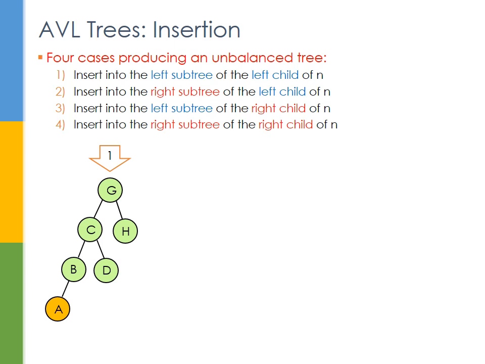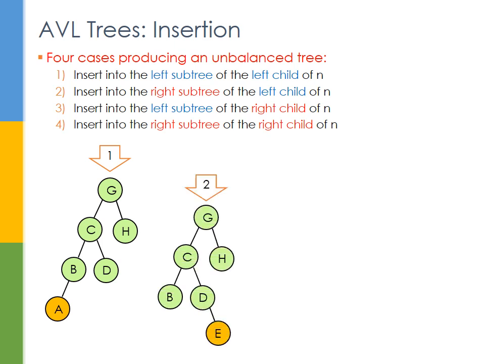So what's important to note here is that the insertion is occurring under the left child of the node that has become unbalanced, and it is occurring in the left subtree of that node. The second case is illustrated over here. So here we are inserting node E.